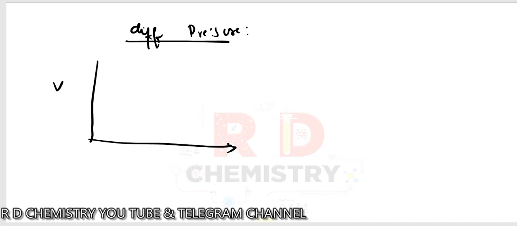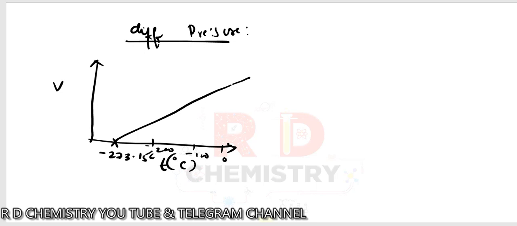Now let us have different pressures. We'll plot the different pressures now. When I plot the volume versus the temperature, let me take temperature here in terms of degree centigrade, and I'll be pushing the scale this side. Let it be minus 273.15 degrees centigrade, then minus 200, minus 100, then 0, plus 100, plus 200. Initially we'll have the graph like this. Let the pressure be P1.